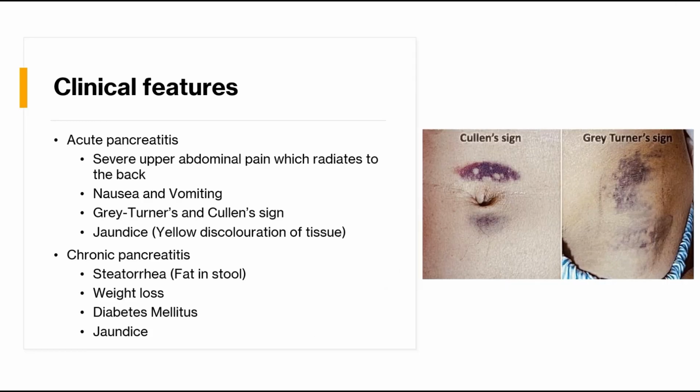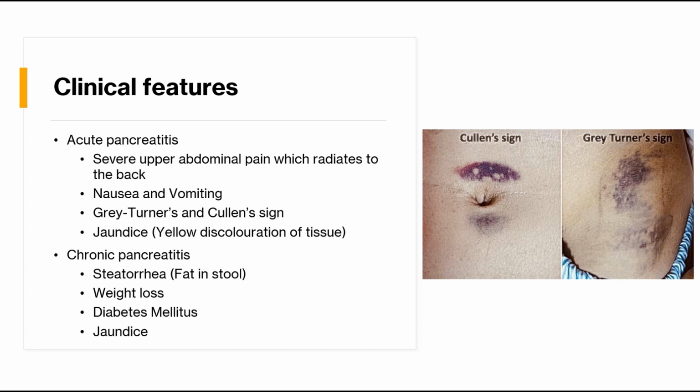Acute pancreatitis can be quite painful and can cause upper abdominal pain, which can also radiate to the back. It can cause nausea and vomiting, and also jaundice, which is a yellow discoloration of the tissue. Two textbook signs of acute pancreatitis are Grey Turner's and Cullen's sign. Cullen's sign is when there is swelling or edema along with bruising around the umbilicus or the belly button. Grey Turner's sign is when there is bruising on the flank.